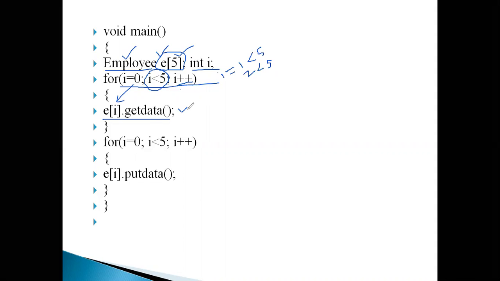So likewise this function will execute 5 times. And similarly, again I am using a for loop construct in order to execute the put data function 5 times, which is used to display 5 employee names. Then at last closing the main function. So this is the way how we are going to work with array of objects.